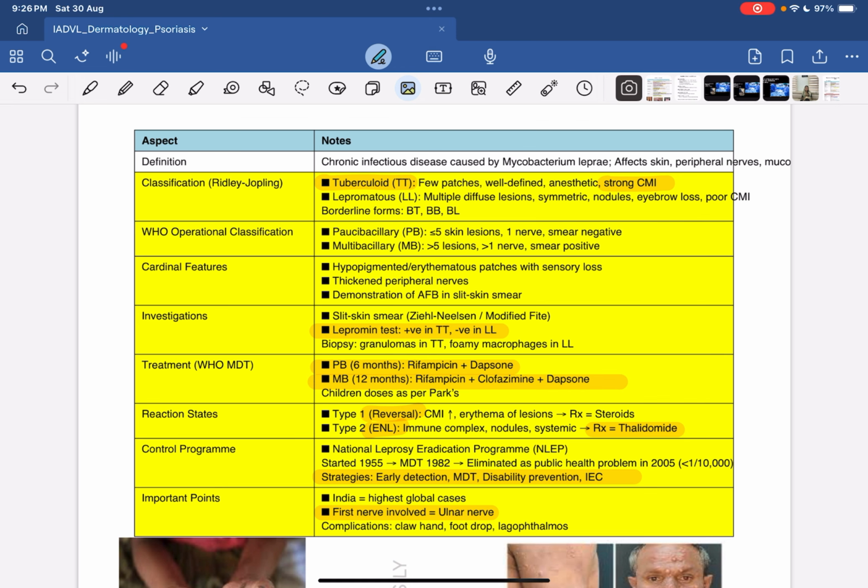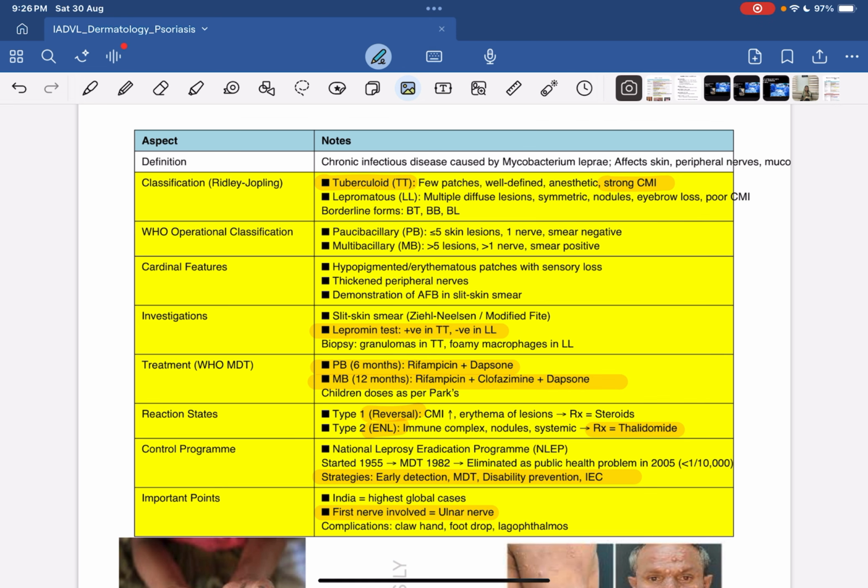Then when will we say that the lesions are paucibacillary? If there are less than 5 skin lesions, one nerve affected, and smear is negative, we will tell it as paucibacillary leprosy. When will we tell it as multibacillary leprosy? If there are more than 5 lesions, greater than one nerve is involved, and the smear is positive, we will say it as multibacillary leprosy.